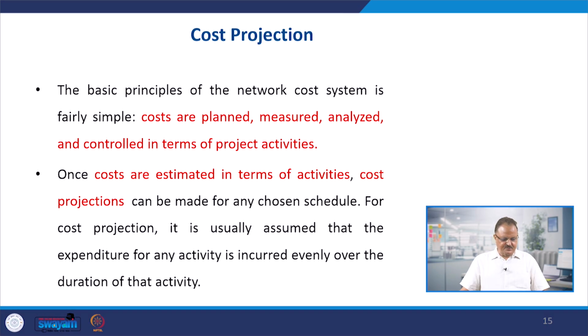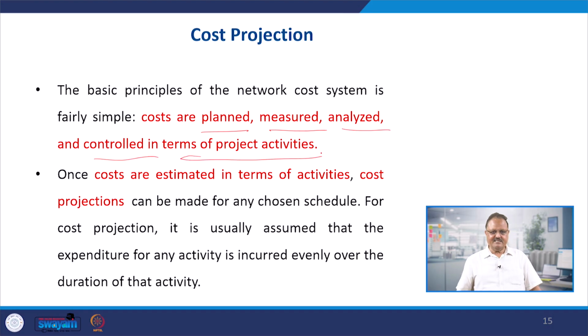So, cost projections. The basic principle of the network cost system is fairly simple: costs are planned, measured, analyzed and controlled in terms of the project activities. That is the first requirement, meaning not only time but cost also. In the original PERT CPM analysis, you were only focusing everything on time, but now we are going to include the cost also, where we plan the cost, measure the cost, analyze the cost and control the cost associated with the project activities.